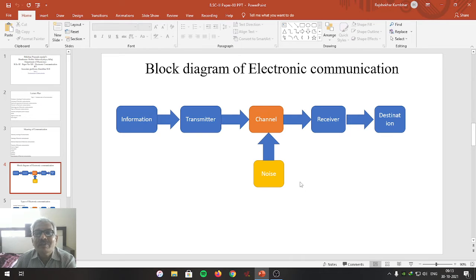Friends, as noise is an unwanted part, noise obstructs the process of communication. Noise reduces the speed of communication. Noise makes unwanted things reach the destination, but we can't avoid that. We are trying to minimize it.